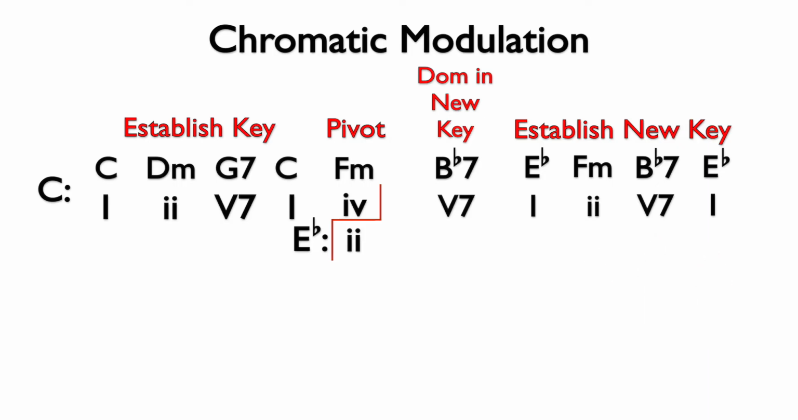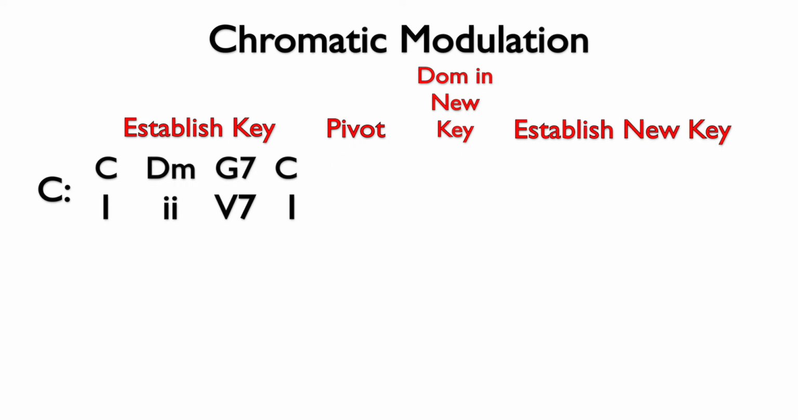Now let's try a chromatic modulation that uses a diatonic chord in the first key that is borrowed in the second key. Let's keep this example in C with the same starting progression to establish the key. Next, let's choose a diatonic chord to C major and see if we can make it work as a borrowed chord in another key. Let's try E minor, the 3 chord.